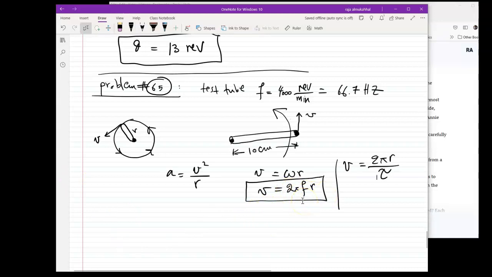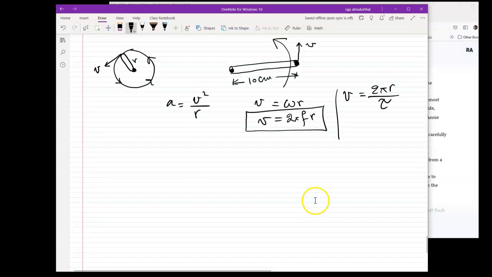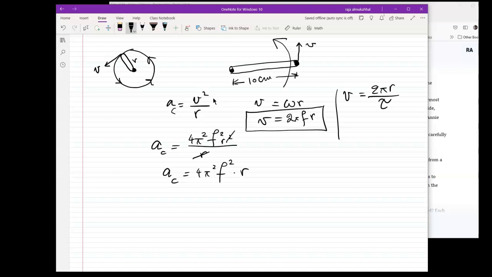Okay, so let's say I want to solve it symbolically first, which means I'm not going to put any numbers in first. So I'm going to take that and plug it in here. That means the centripetal acceleration, A sub c, is equal to v squared, which is 4 pi squared f squared r squared, over r. This and this r cancel out. So A sub c is 4 pi squared f squared times r. And there we go. That's an expression for the centripetal acceleration.